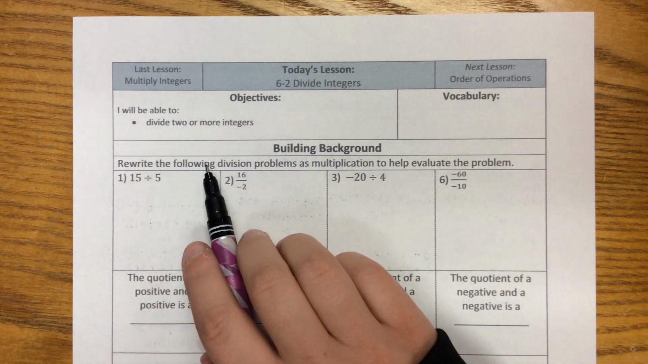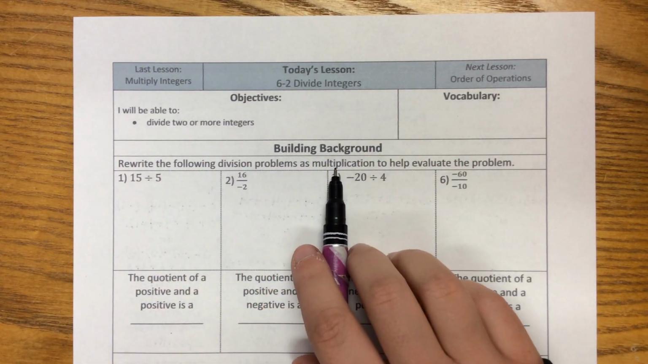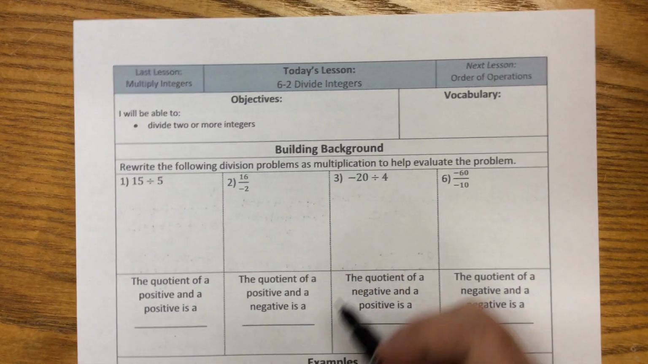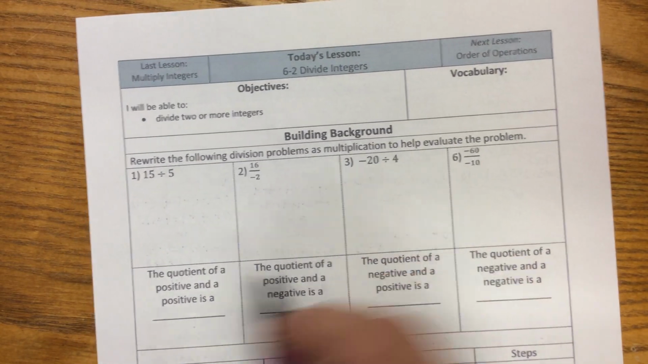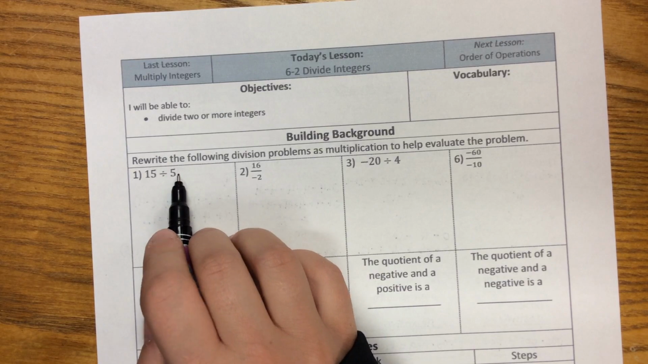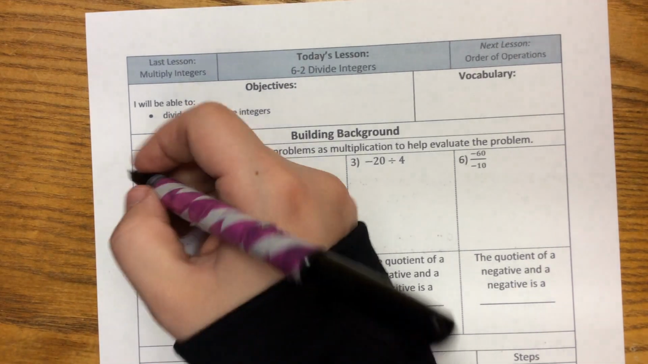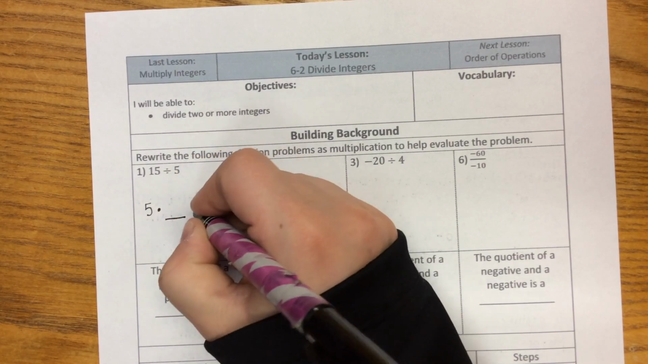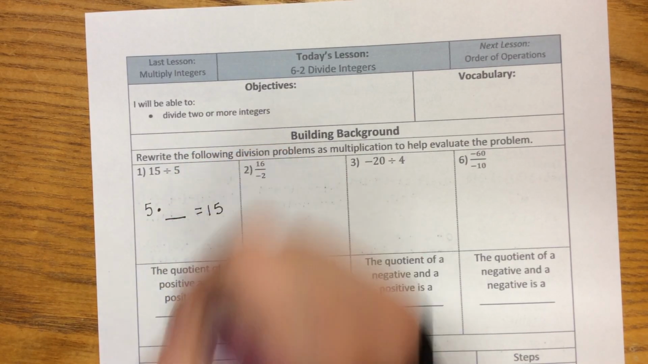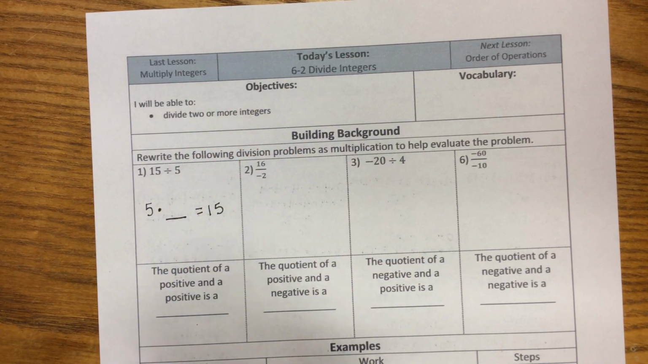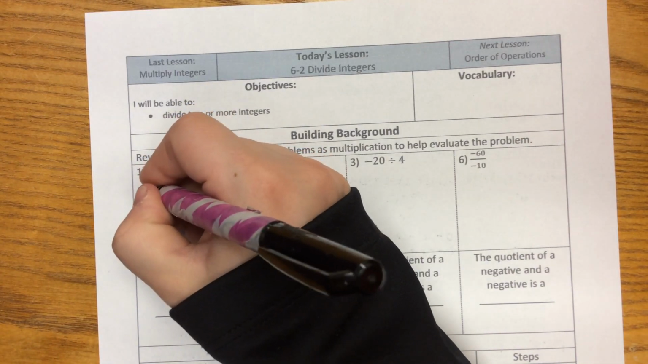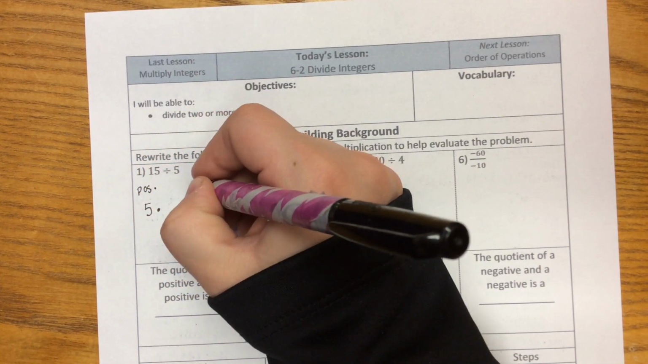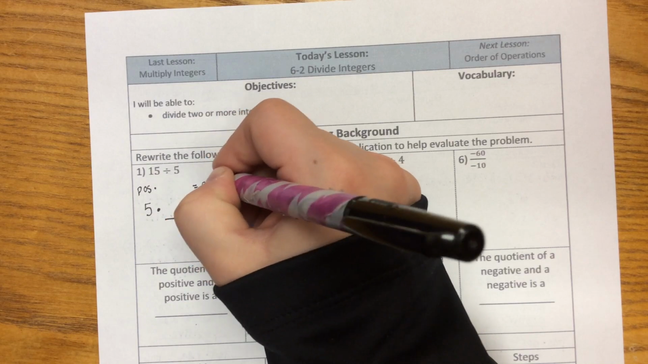So we're going to rewrite these following division problems as multiplication to help evaluate the problem. So in this one, I have 15 divided by 5. What that means is I'm looking for 5 times what number equals 15. Okay? So this is a positive, and I need to think a positive times what equals a positive.